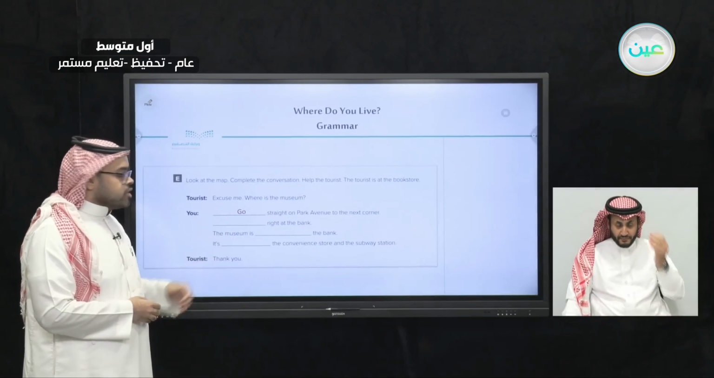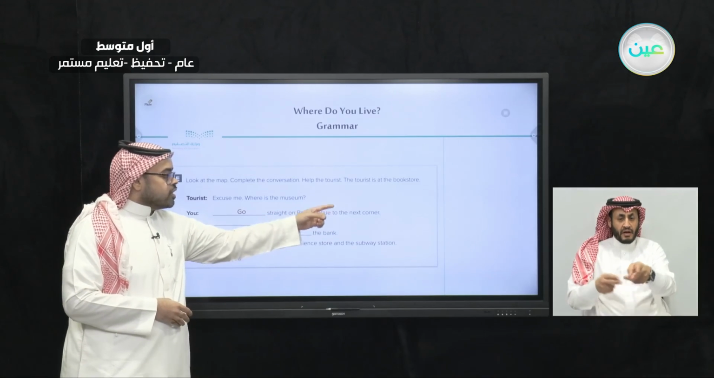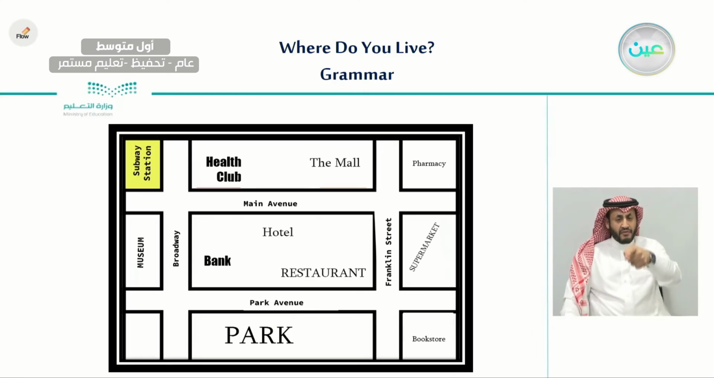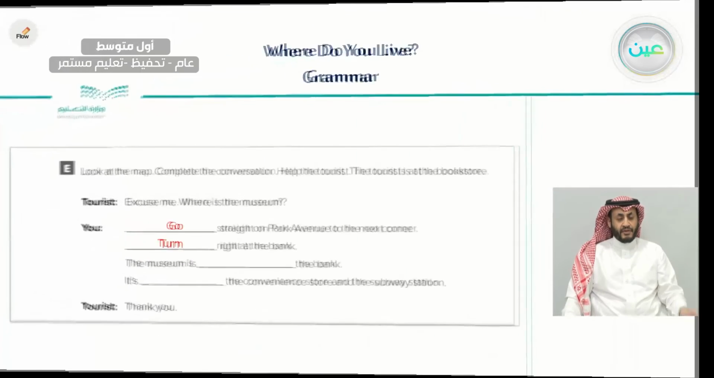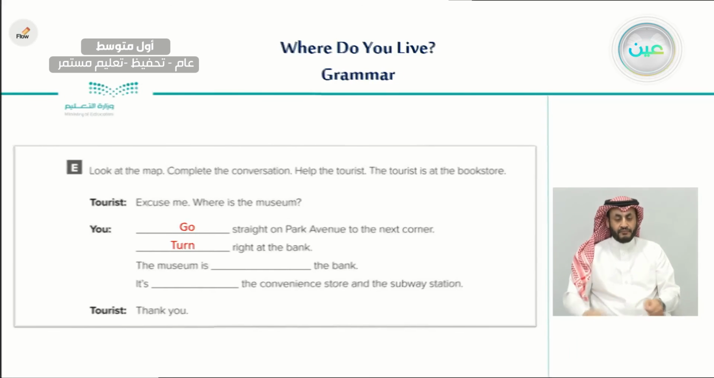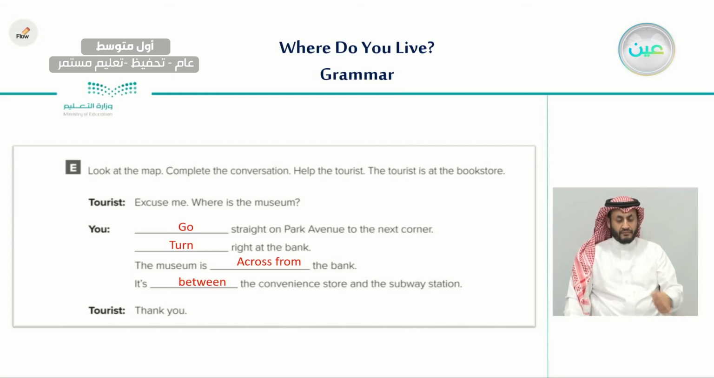So the first one is already done for you. We would say go straight on Park Avenue to the next corner. Go straight on Park Avenue, this is Park Avenue, to the next corner. After this, turn right at the bank. If you see a bank, just turn right. So he should go straight on Park Avenue, and when he sees a bank, he would turn right.